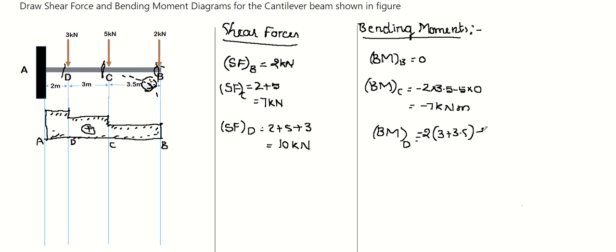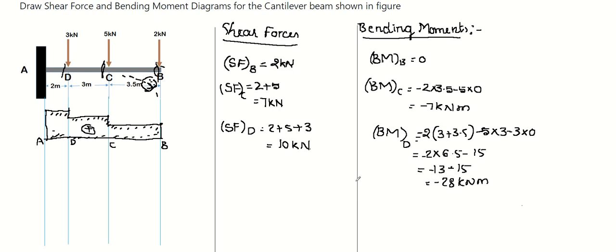5 minus 5 into 3 and minus 3 into, can you guess the distance? There is no distance over there. 3 into 0. So that is 2 into 6.5 minus 15 plus 0. So that is minus 13 minus 15, minus 28 kilonewton meter.